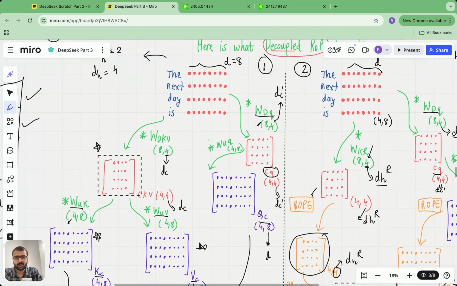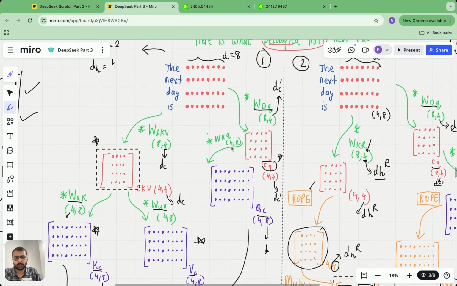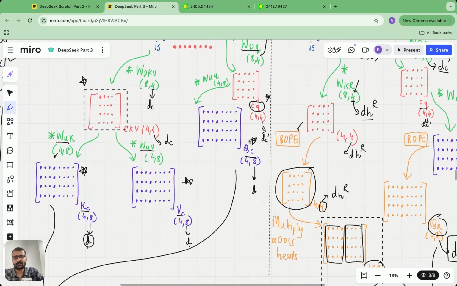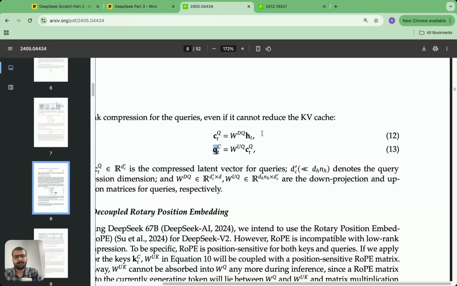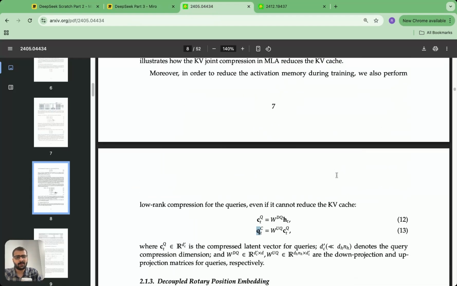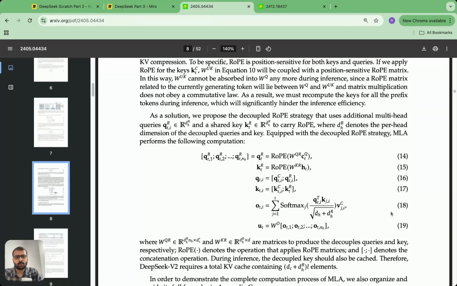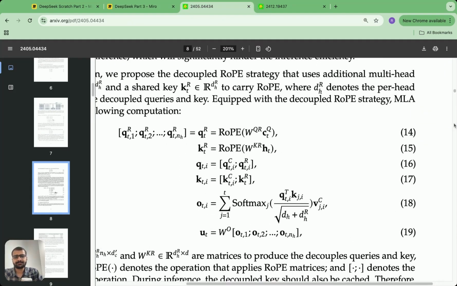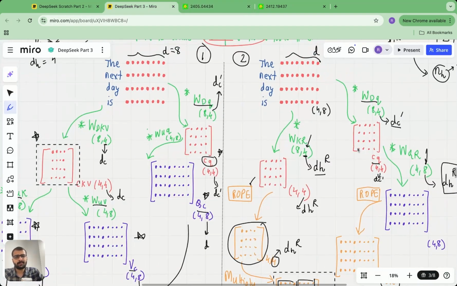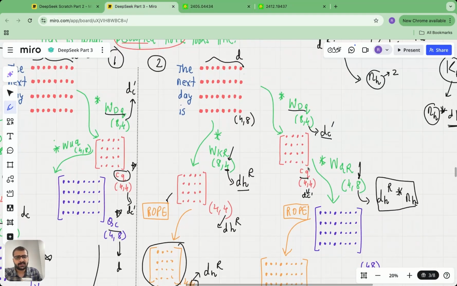We get down projection of queries to give me CQ, and then we get up projection of queries to give me QC. Great. So here we have exactly mapped equations 9, 10, 11, 12, and 13. Then we go to equation 14 and 15. In equation number 14, what we do is we do the QC part, right? We start with CQ and we multiply with WQR.